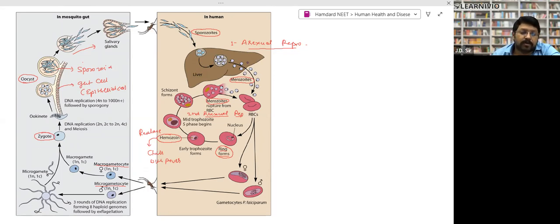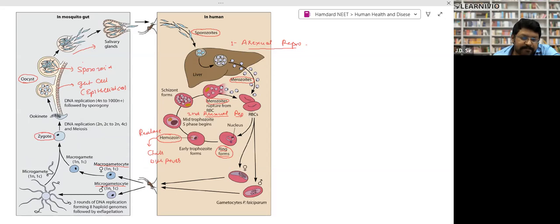Look, now what happened? These sporozoites divide, and after division, they spread again into the blood. They come out again in the blood. These are basically called merozoites. After that, they infect the RBC. They go inside the RBC, and inside the RBC, they make a ring-like structure.